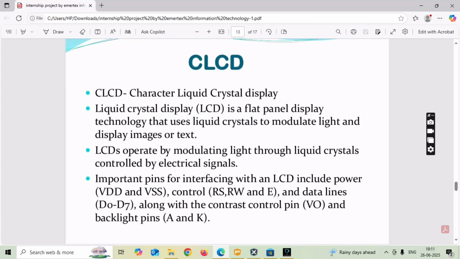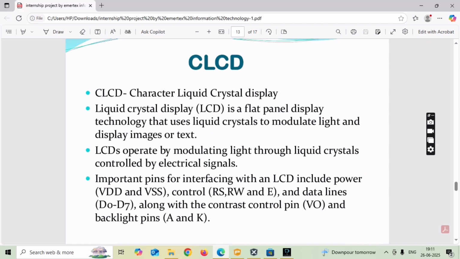Then we can see here CLCD. Generally, the question arises in mind, what is CLCD, or what is the full form of CLCD? CLCD stands for Character Liquid Crystal Display. Then LCD, Liquid Crystal Display. It is a flat panel display technology that uses liquid crystal to modulate light and display images or text. LCDs operate by modulating light through liquid crystals controlled by electrical signals.